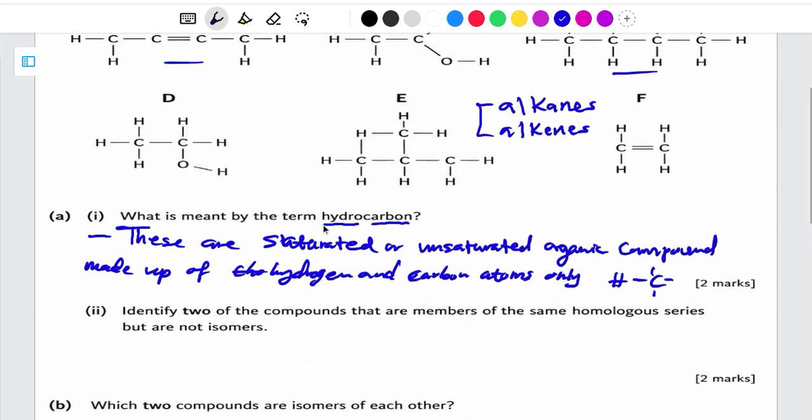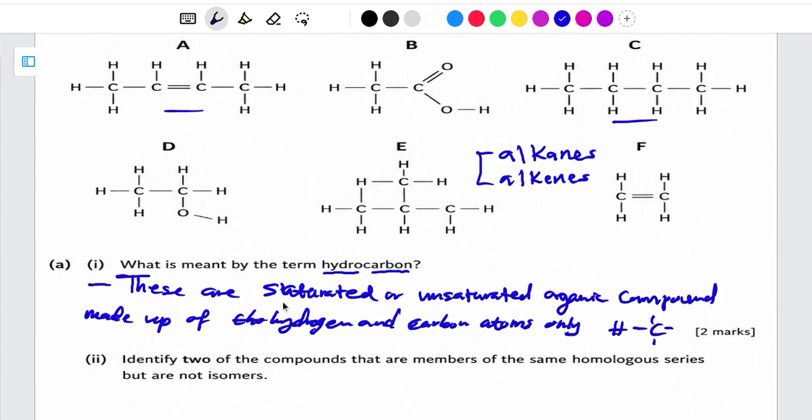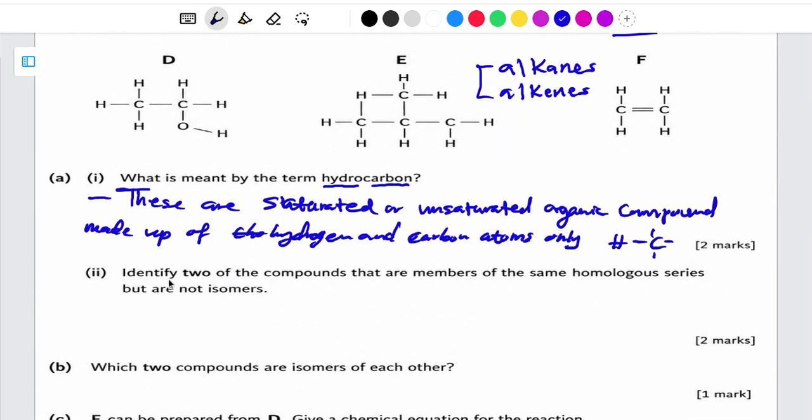In terms of understanding which ones here are saturated and which are unsaturated: saturated hydrocarbons are alkanes, and unsaturated hydrocarbons are alkenes. This is because of a double bond, and alkanes are saturated because every bond on the carbon is surrounded by a hydrogen atom.